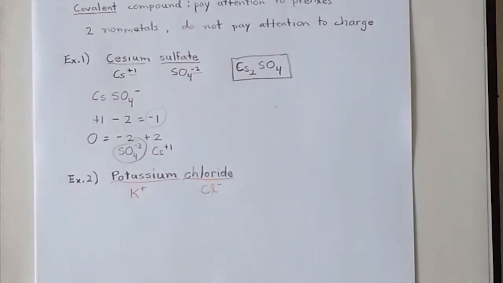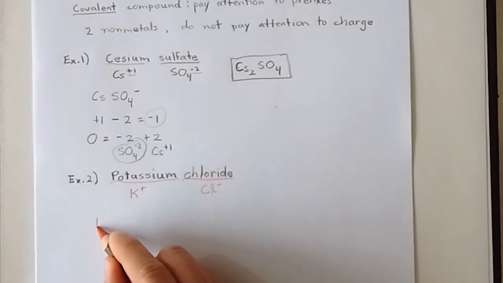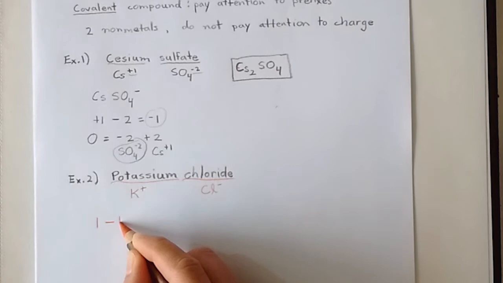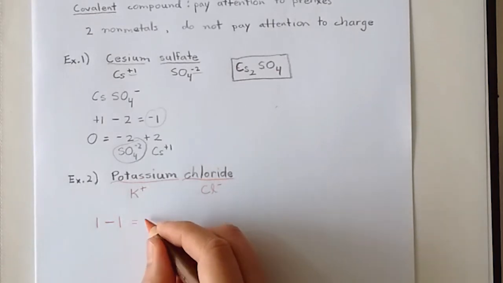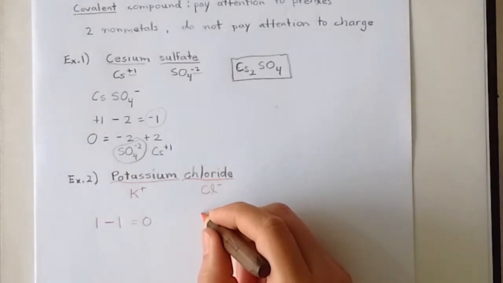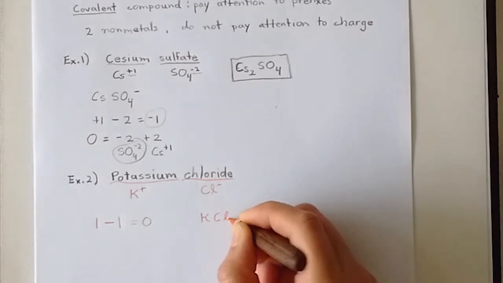Now we need the end result, the end compound, right, to have a neutral charge, so a charge of 0. In order to do that, we know that we have one positive 1 here. We also know we have a negative 1 here. So 1 minus 1 is 0. So we know that simply the end result will be KCl. This will be the answer for potassium chloride.